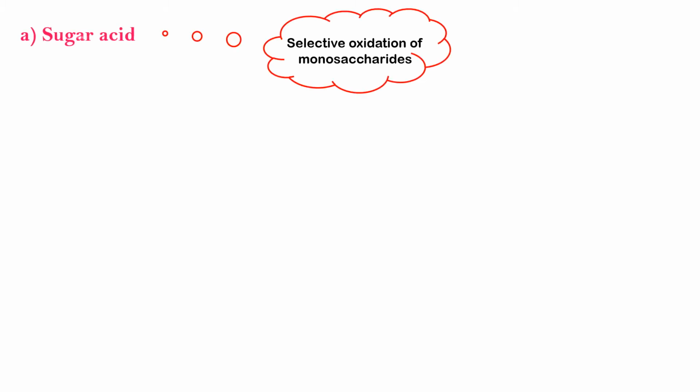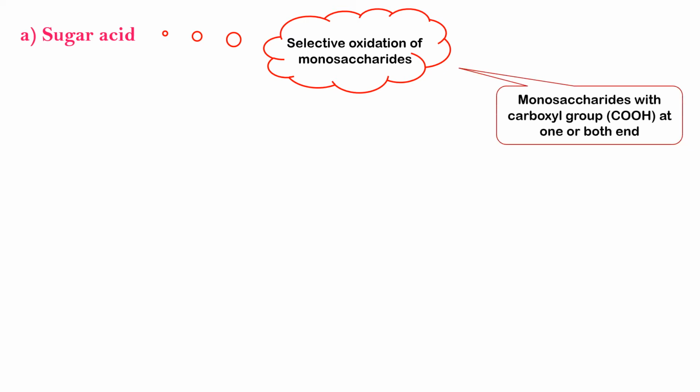Monosaccharide can be selectively oxidized at the anomeric and primary hydroxyl group. The oxidative reaction will produce a compound named sugar acid. The oxidation produces a carboxyl group, COOH, at one or both ends of the structure through chemical or enzymatic oxidation.